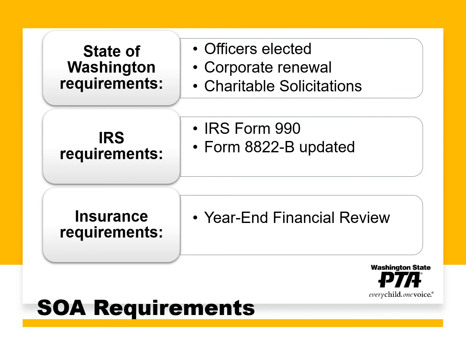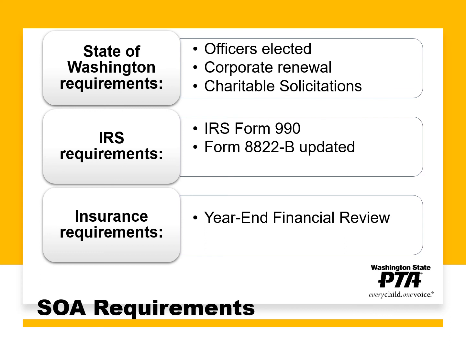If your PTA raises more than $50,000, you will also be required to file charitable solicitations with the Charities Division of the Secretary of State. This filing is due by May 31st. There is also a free optional filing available to PTAs who raise less than $50,000 a year.